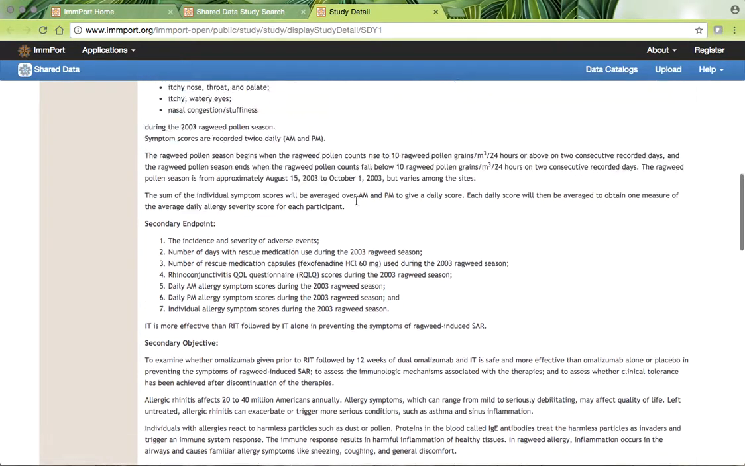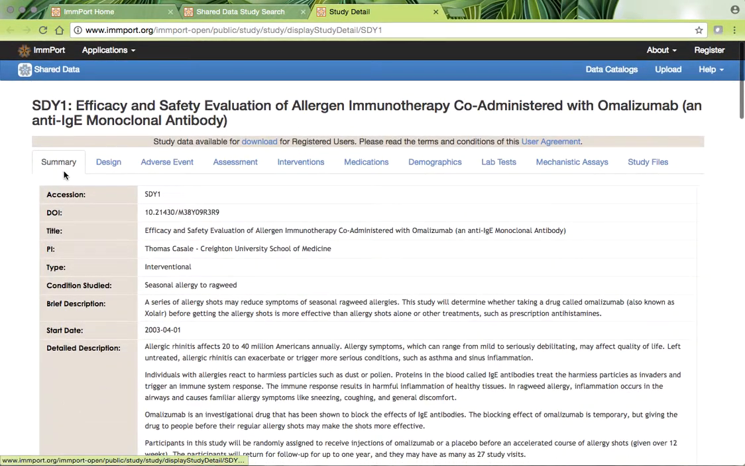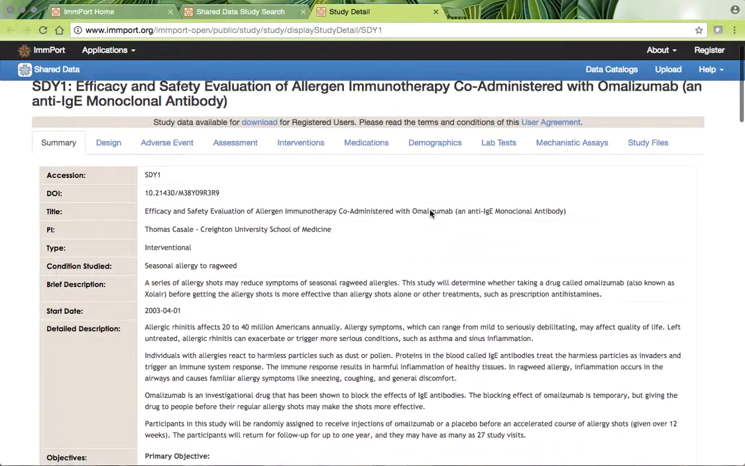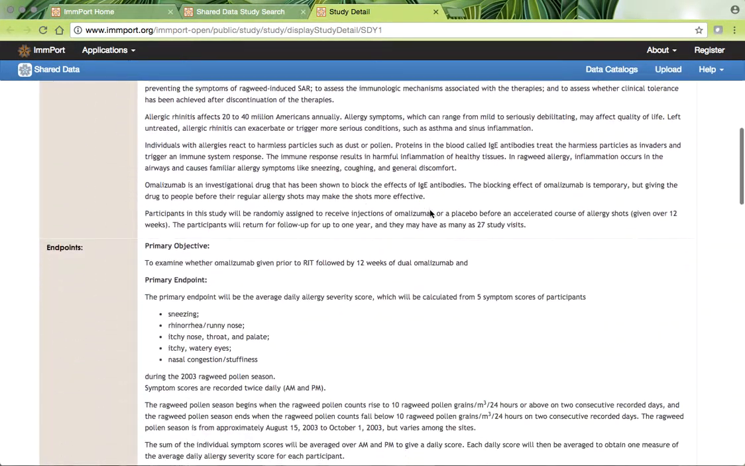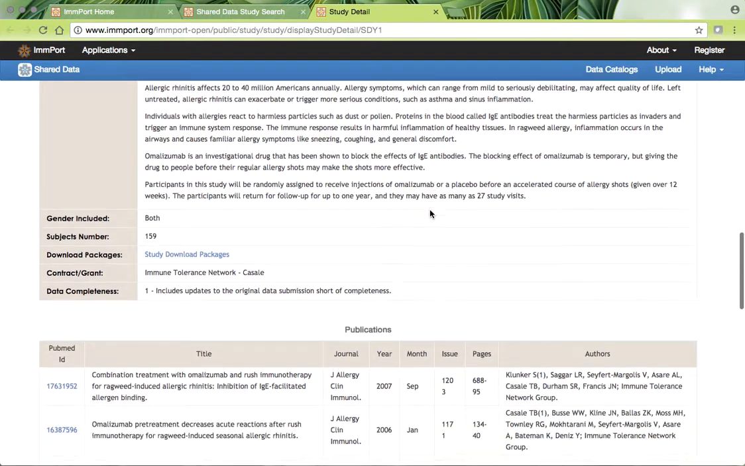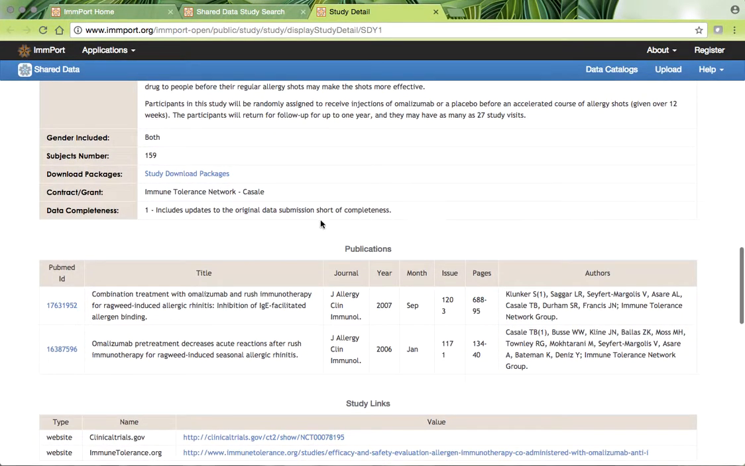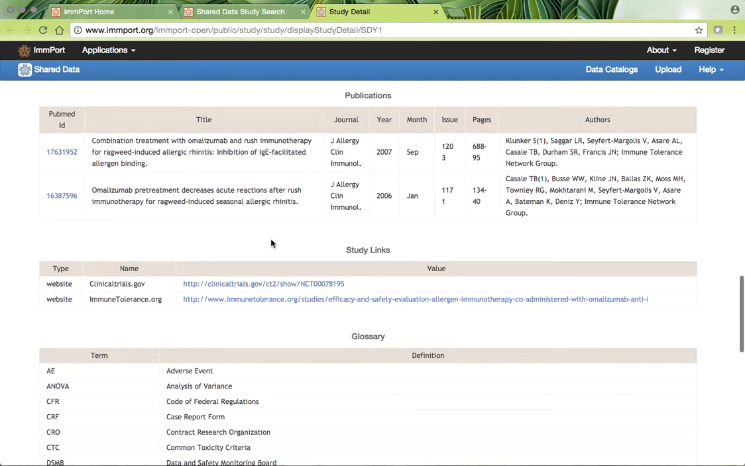and that gives you an overview of the study that you've selected. The summary tab here gives you information such as the description of the study, the condition that was studied, the objectives, the type of experiment that came out of it. You also have a list of the publications that are associated with the study and the links that pertain to information related to that study. So in this case, for instance, the data is also available at clinicaltrials.gov.